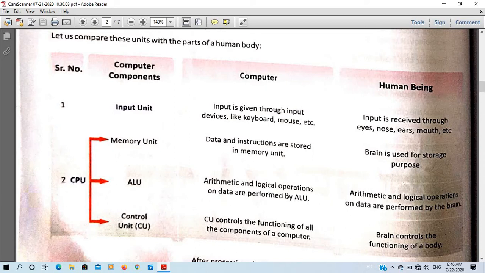ALU, arithmetic logic unit. Here arithmetic and logical operations take place. And control unit, it controls all the functioning of the computer.